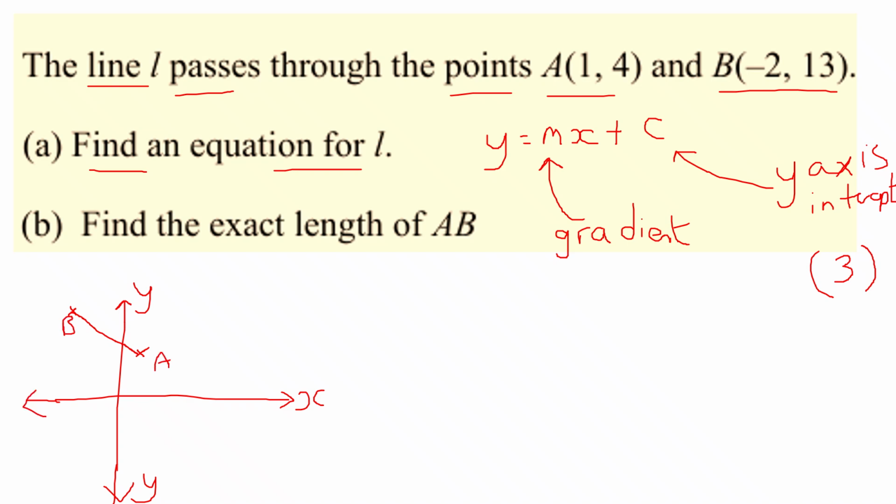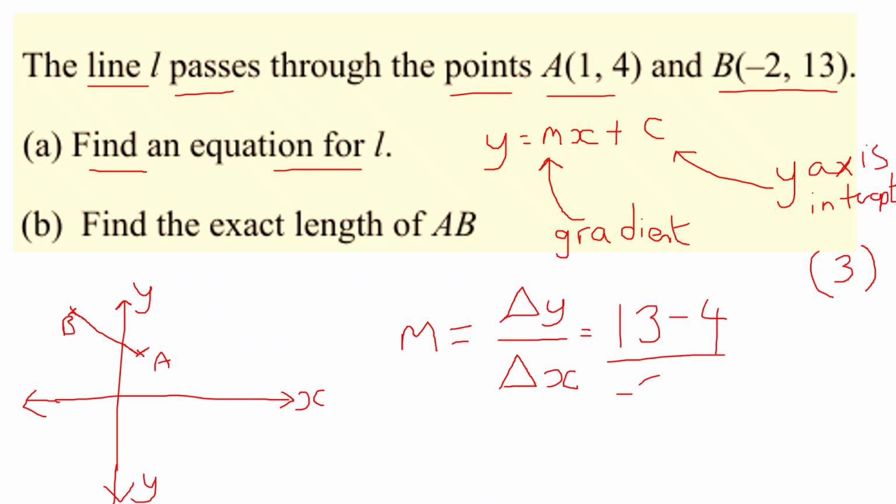To work out the gradient, it is the change in y over the change in x, so delta y over delta x. So the difference in the y coordinates divided by the difference in the x coordinates. So we're going to do 13 minus 4 over -2 minus 1. 13 minus 4, guys, is 9, over -2 minus 1 is -3. So be careful there with the negatives. And 9 divided by -3 is -3. So m is equal to -3.